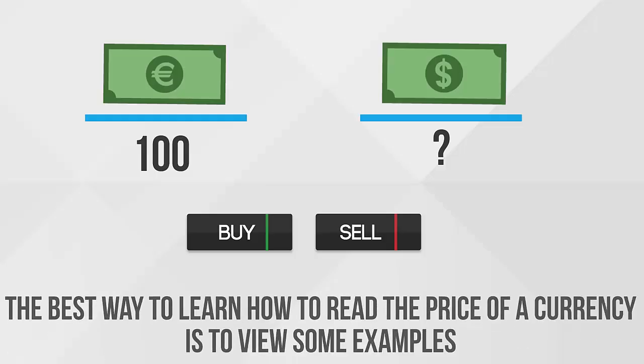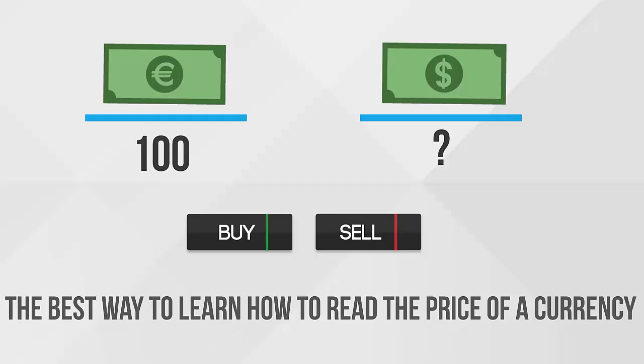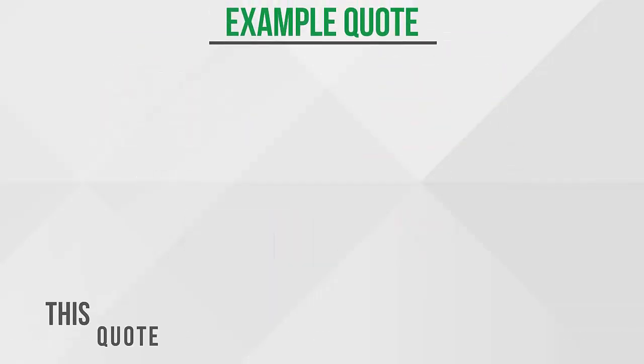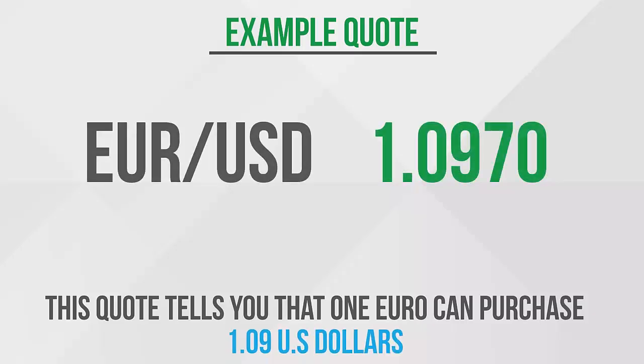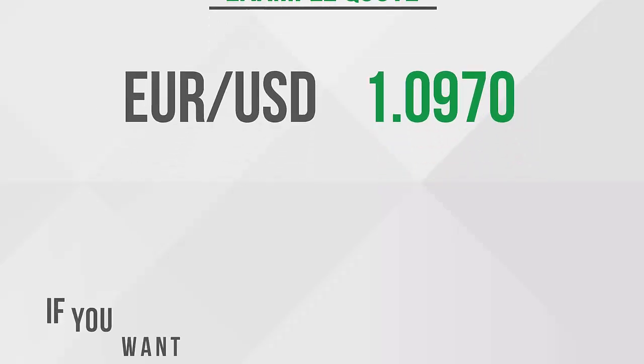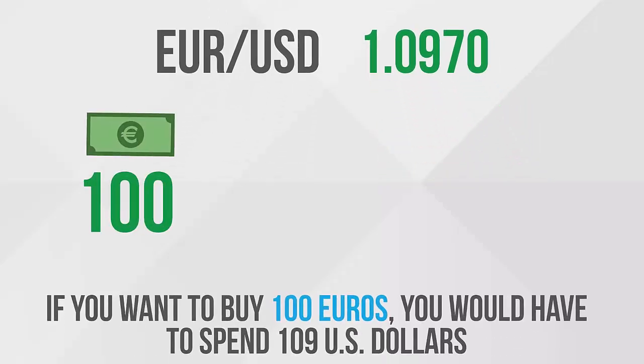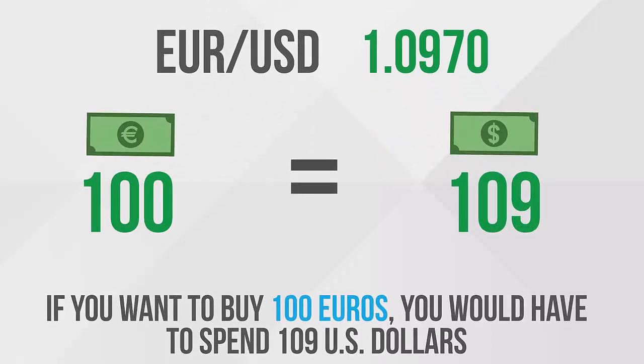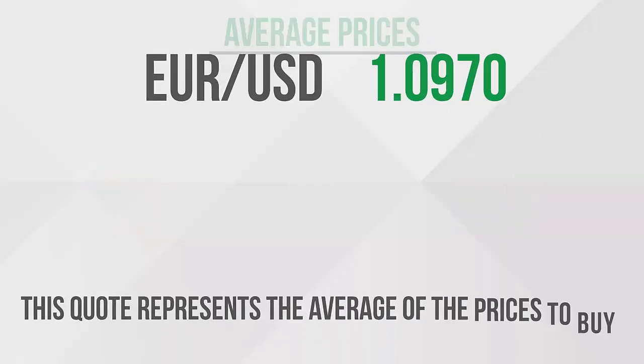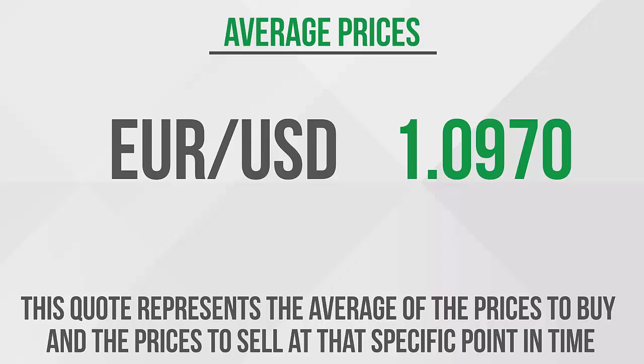The best way to learn how to read the price of a currency is to view some examples. This quote tells you that 1 euro can be purchased at 1.09 US dollars. If you want to buy 100 euros, you would have to spend 109 US dollars. This quote represents the average of the prices to buy and the prices to sell for a currency pair at that specific point in time.